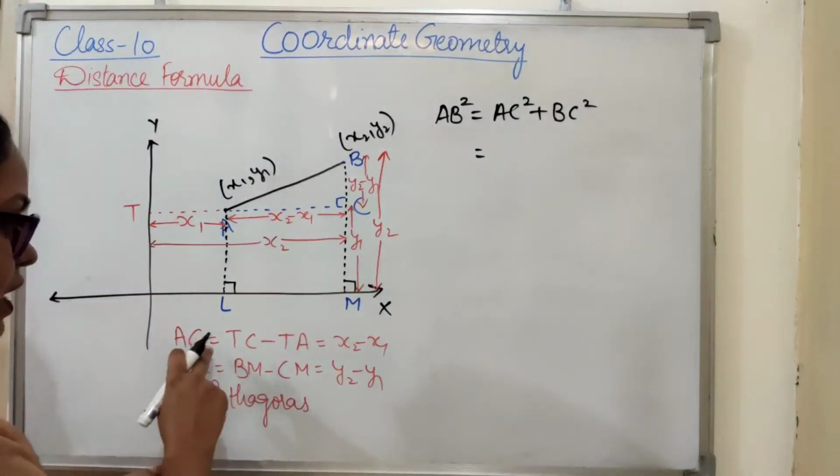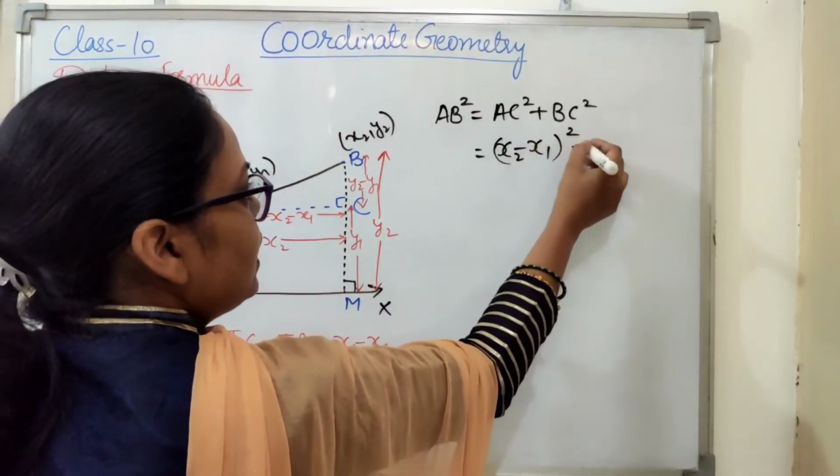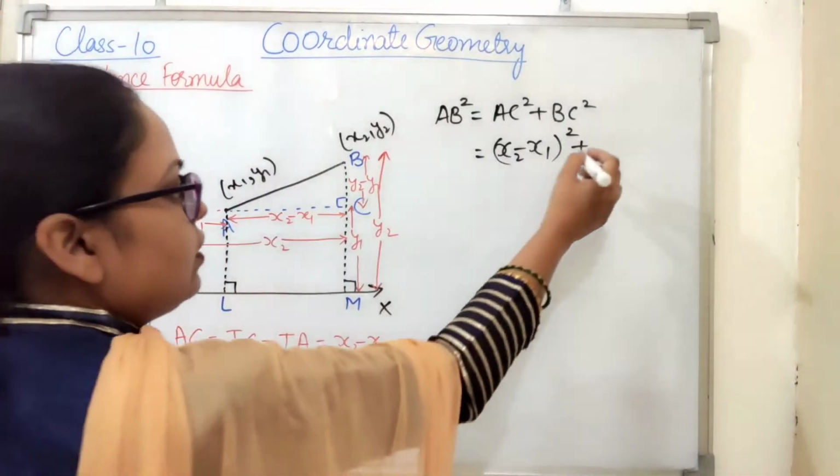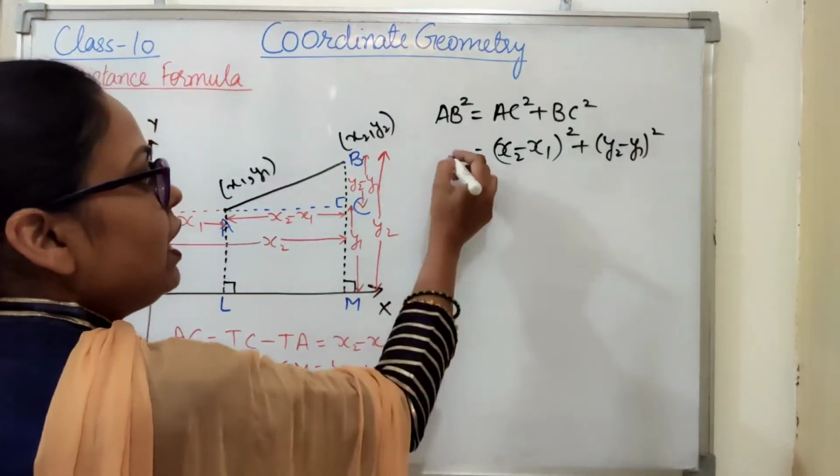So how much is AC? AC is x2 minus x1 whole square, and BC is y2 minus y1, so its whole square is there. So we will put it here.